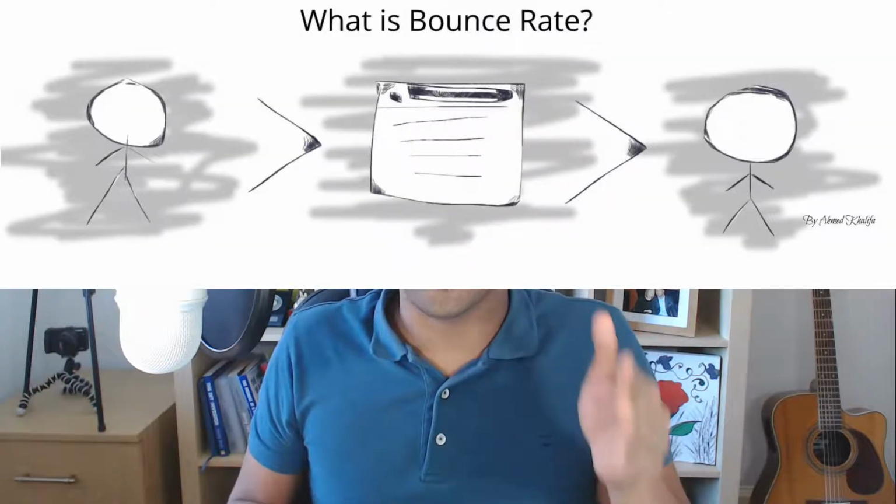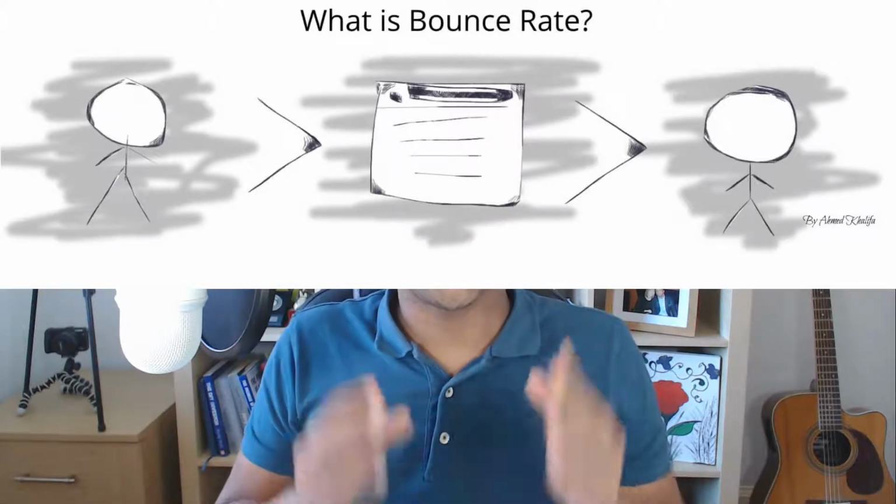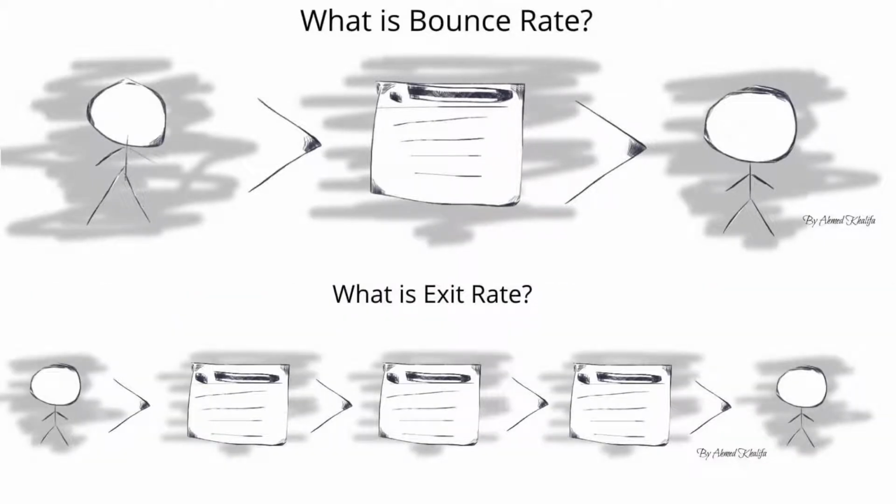So as you can see, there is one key difference between bounce rate and exit rate. Bounce rate is people who left after a one page session, and exit rate is people who have left from the last page in that particular session. Very, very different, and it's something that I think we should all be aware of because it's very, very important.